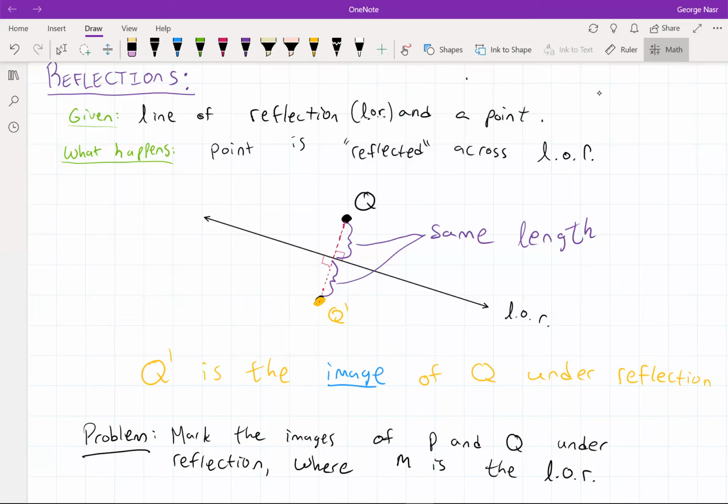But basically the point is when I say Q prime is the image of Q, that means I transformed Q. So i.e. we transformed Q by reflection to get Q prime. Okay, that's all that word image means.